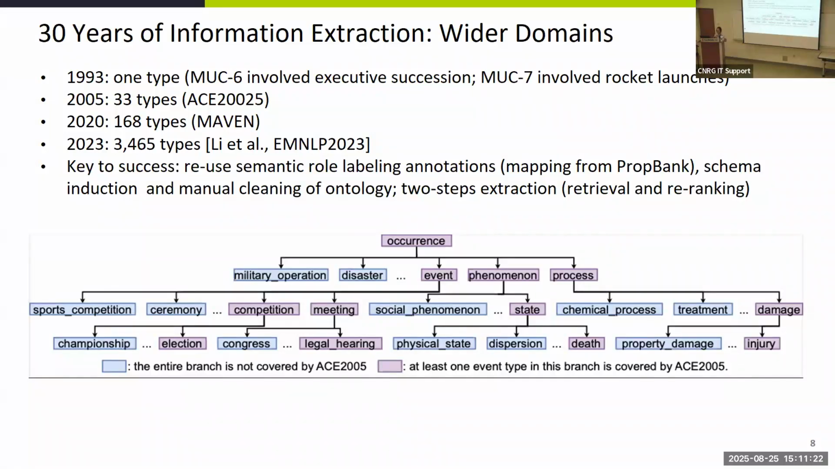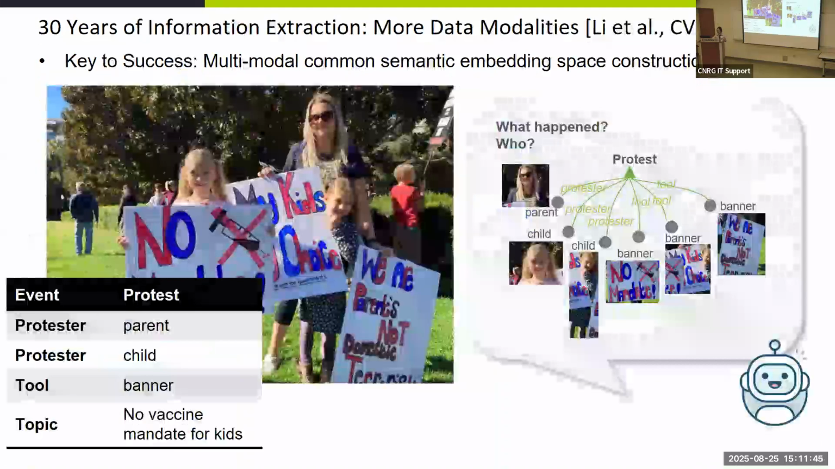So again, Zoe did this work about 2 years ago. She tried to construct a gigantic ontology for events. This covered more than 3,400 types of events instead of 33 types of events. So the idea is that once we have this very big ontology, you can do transfer learning across different types. So that's another breakthrough, basically cross domains.